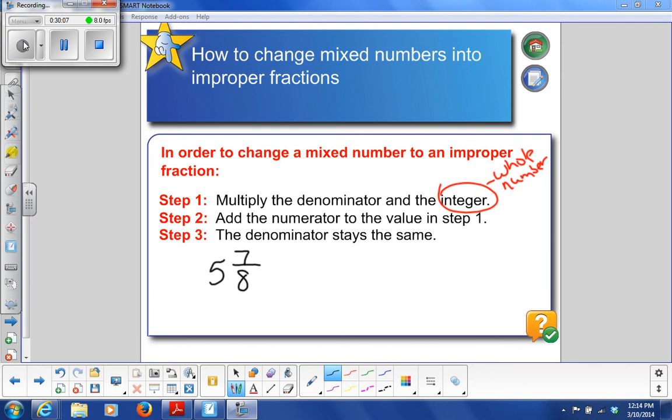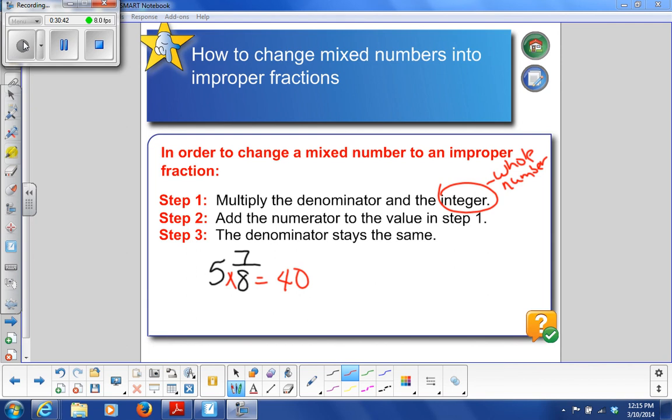5 7/8. My first step is going to be multiply the denominator, which is 8, by the whole number, or the integer, which is 5. 8 times 5 is what? 40. 8 times 5 is 40.